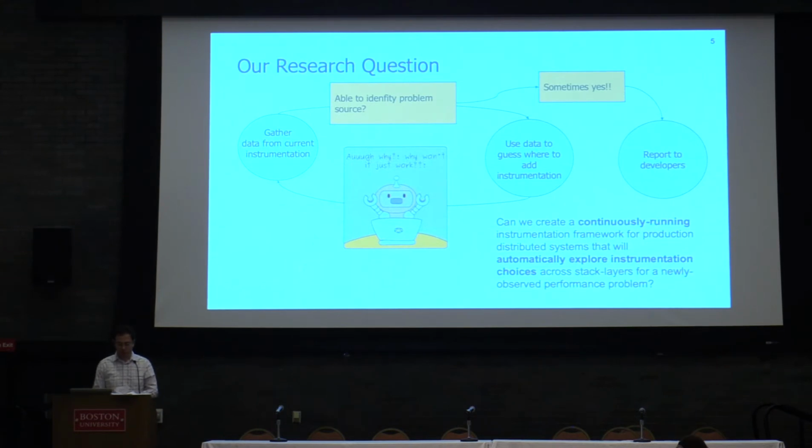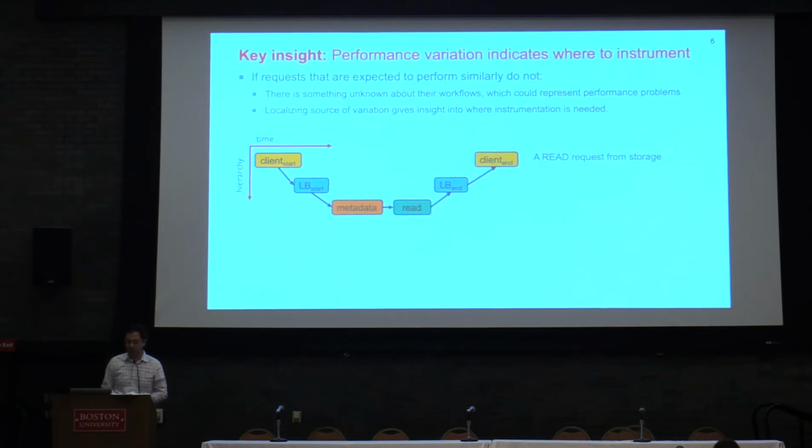So our research question is whether we can create a continuously running instrumentation framework for production distributed systems that will automatically explore these instrumentation choices across the different stack levels for a newly observed performance problem. The key insight that we use to realize this system is that performance variation indicates where we need more instrumentation.